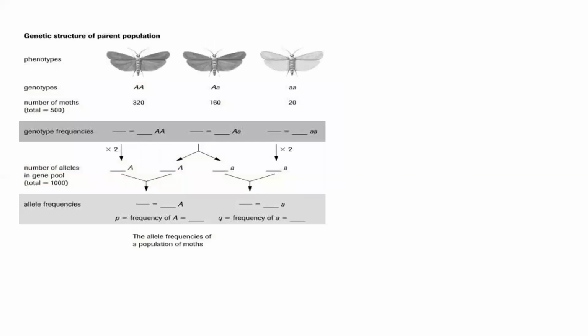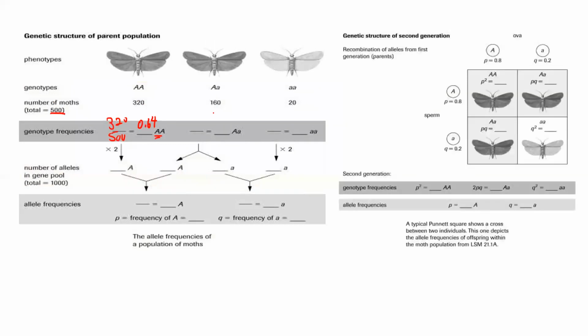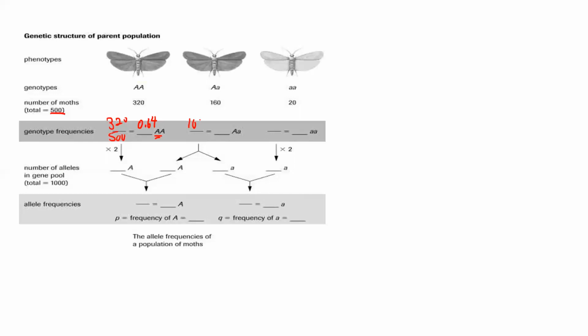Please get this out on page 3 of your notes. If I have 500 moths, 320 in this case out of 500 will be homozygous dominant. That gives me 0.64 as my genotype frequency for homozygous dominant, P squared. 160 out of 500 will be heterozygotes at 0.32. And the remainder, because this has to add up to 1, 20 out of 500, 0.04, would be homozygous recessive.